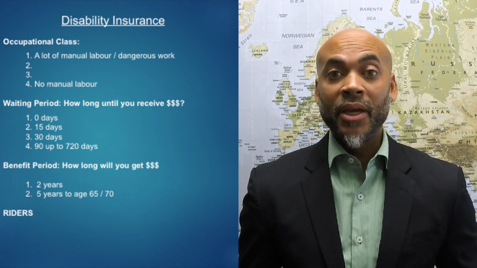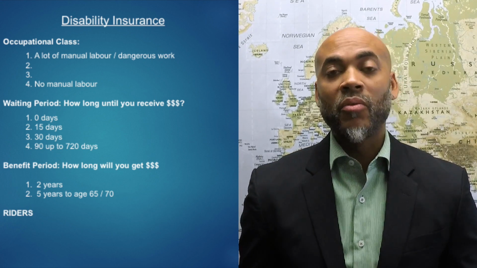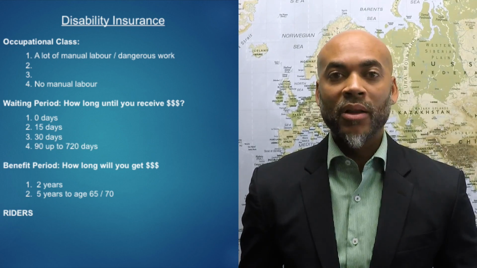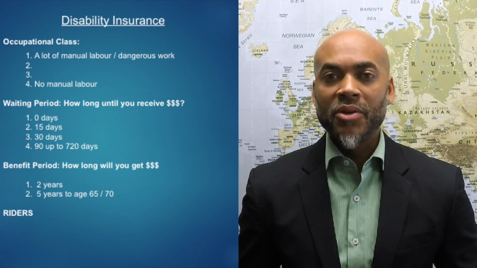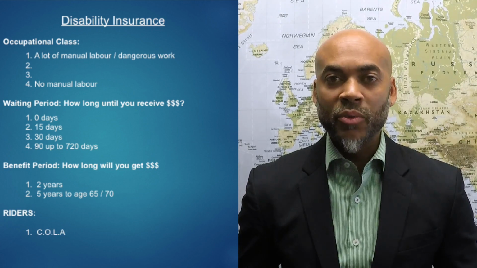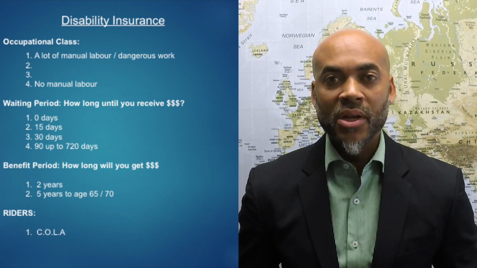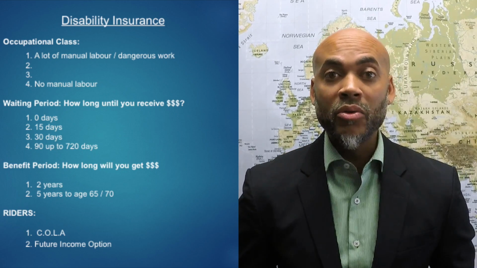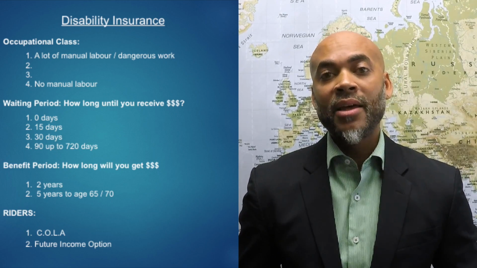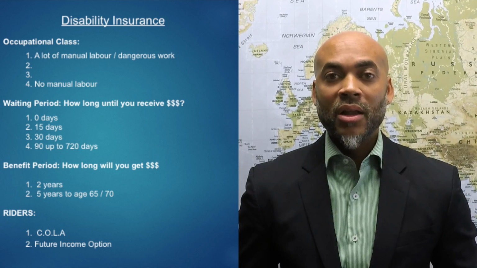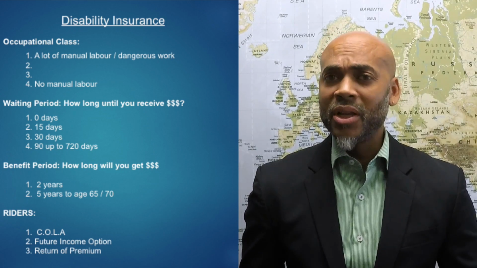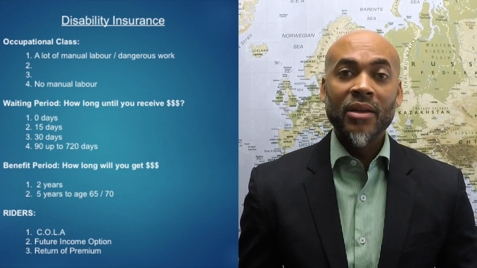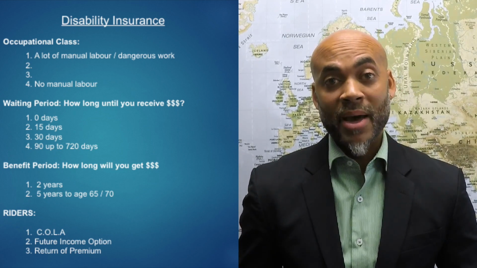The fourth thing would be enhancing your policy with a rider. Now, a rider is simply an addition, add-on to the base policy. So some examples of riders you can purchase would be something like COLA, which is the cost of living allowance increase, future income option that allows you to buy more insurance down the road without medically qualifying again, and something also like return of premium. This is a pretty neat one because what it allows is if you don't put a claim through, you can actually get some of the money you paid into the policy back.